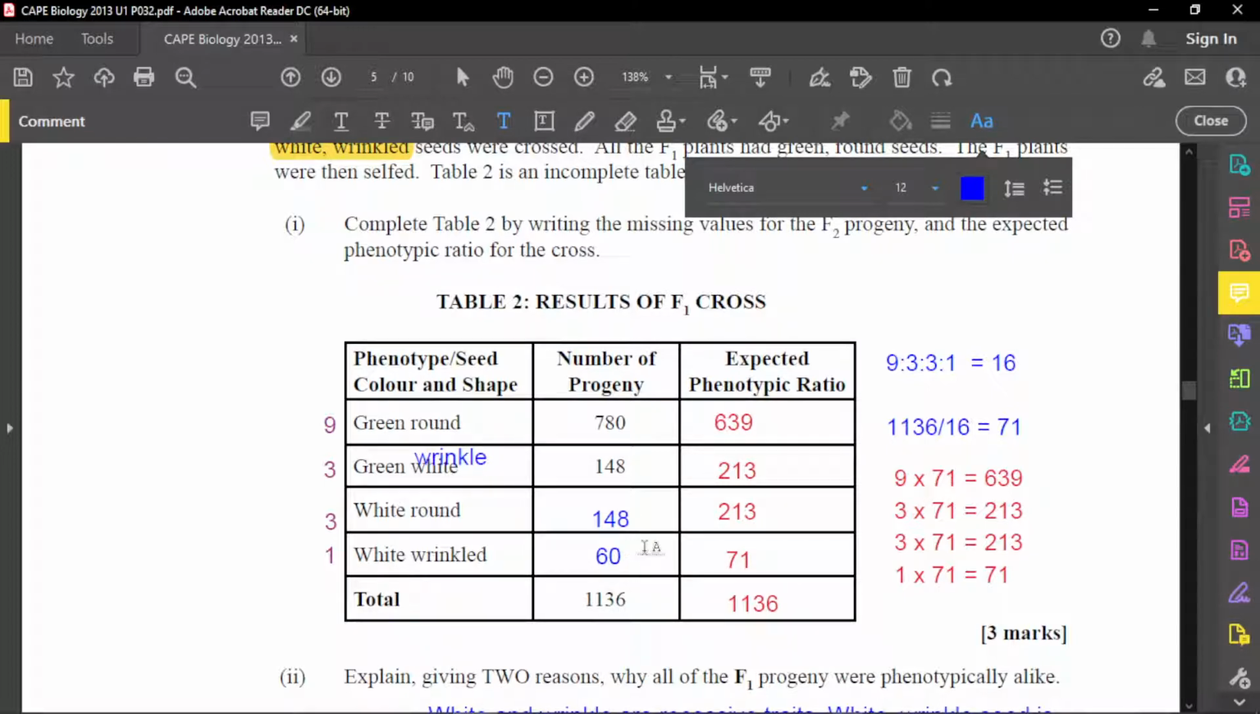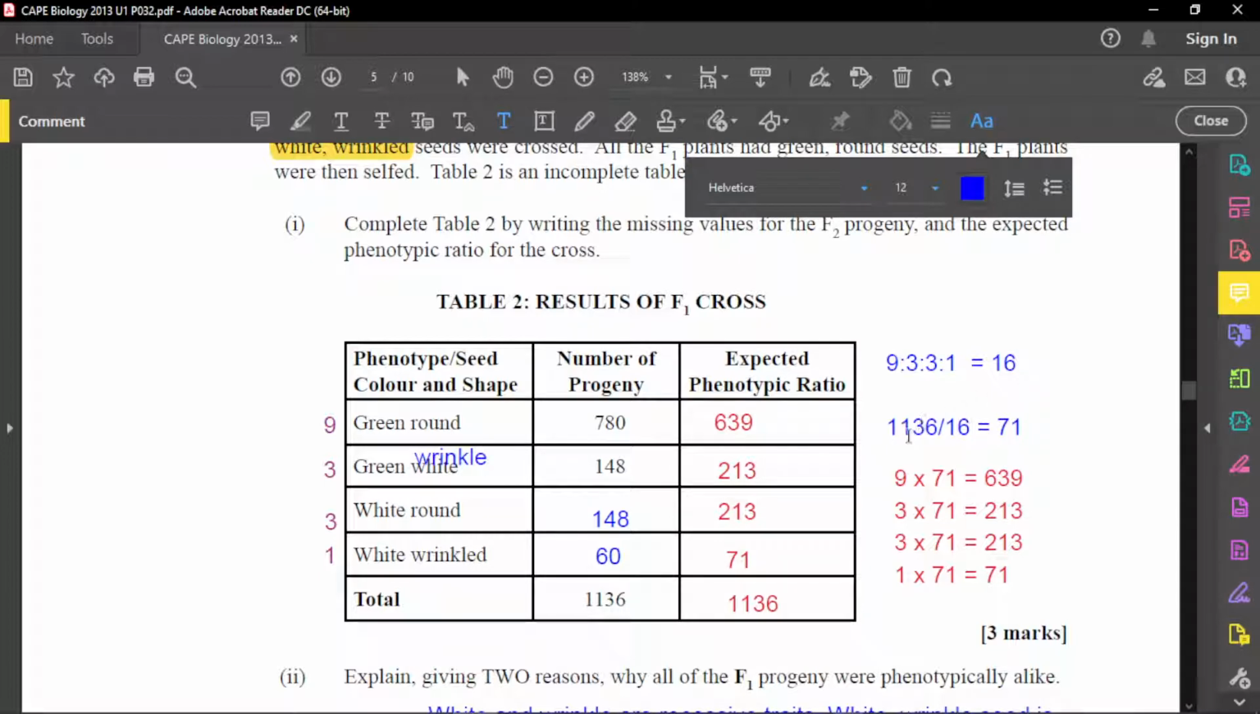Okay? Now, how do I get the values here? Again, I'm pointing out that the ratio, I put them on the side. The ratio is supposed to be here. But these numbers now, how do I get these numbers? I know my ratio is 9 to 3 to 3 to 1, which are a total of 16.